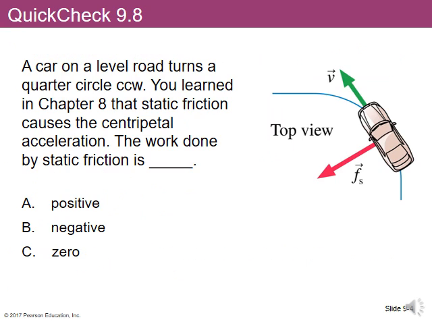So a quick question there for you to think about. A car on a level road turns in a quarter circle counterclockwise. We know that static friction causes centripetal acceleration. How much work is done by static friction in this case? The answer here is 0. There's no work done by static friction because the friction force has no component that's in the direction of the displacement.